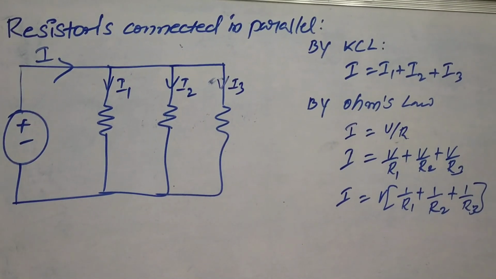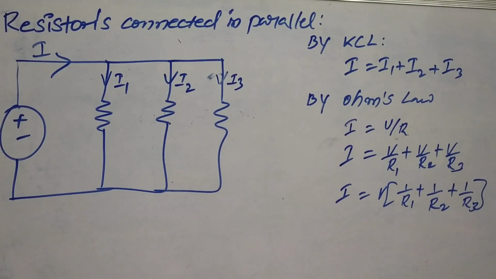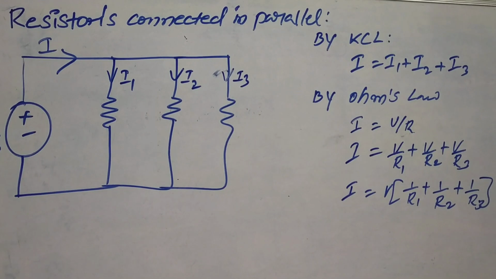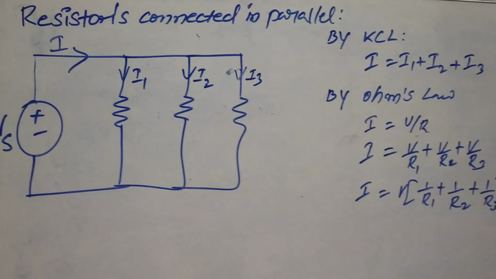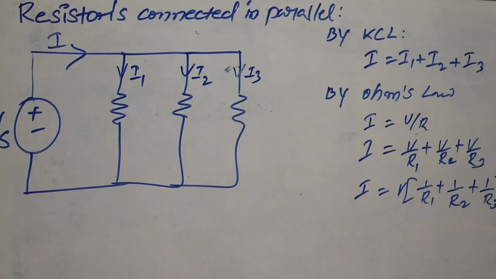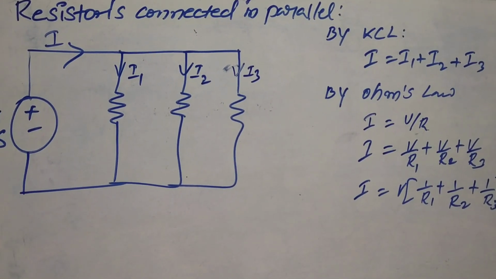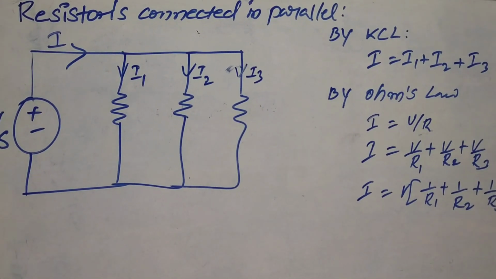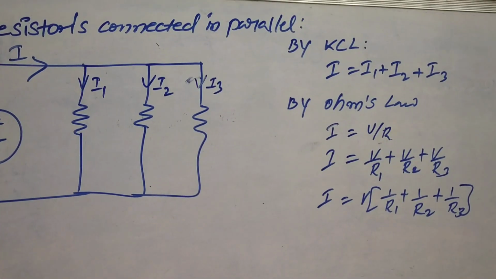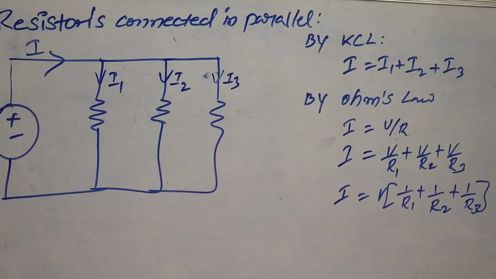In this circuit, the resistors are connected in parallel. In parallel, current is divided. This is the circuit which has three resistors, and the current flowing is I, which is divided as I1, I2, I3. The applied voltage is Vs. Here, for a parallel circuit, we have to apply KCL.